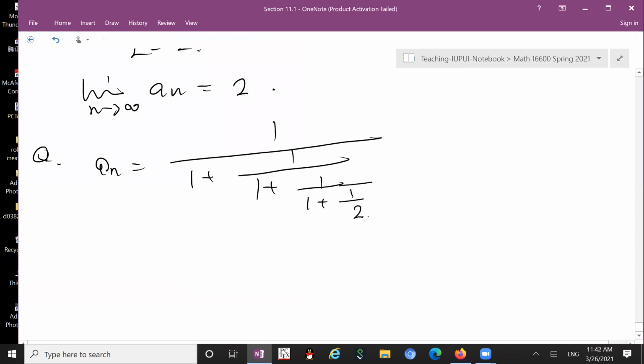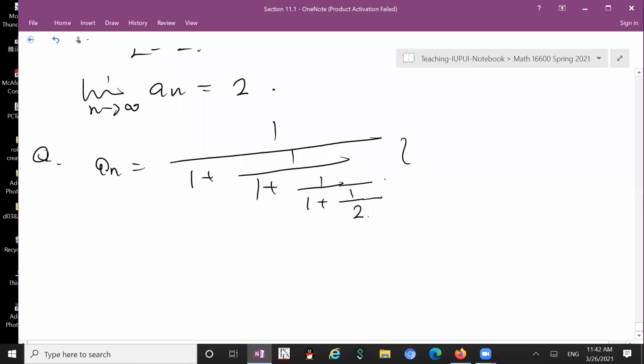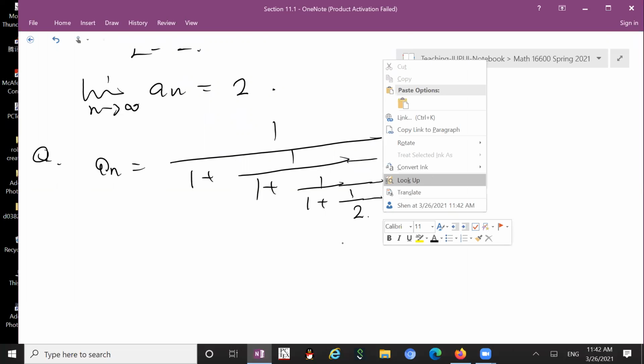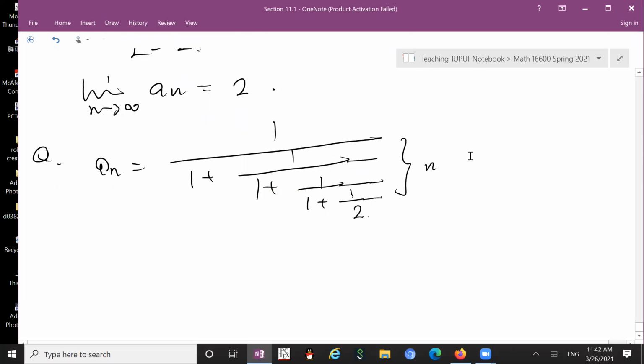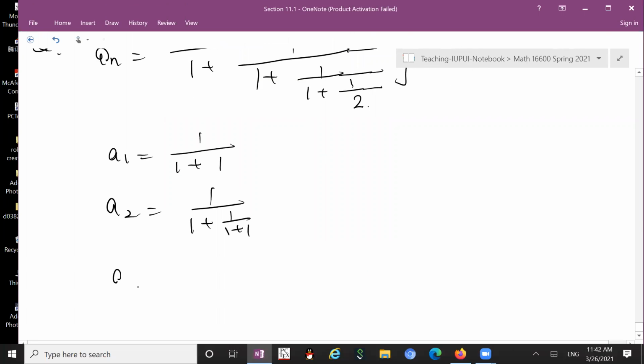Okay, so here I have to have n lines. Let me check. This is the n here. 1, 2, 3, 4. Yeah, this is only 4 lines here, right? So n lines. So a1 equals 1 over 1 plus 1, only 1 line. a2 equals 1 over 1 plus. Okay, so now you can understand that. a3 is going to be 1 over 1 plus. Just keep it going like this.